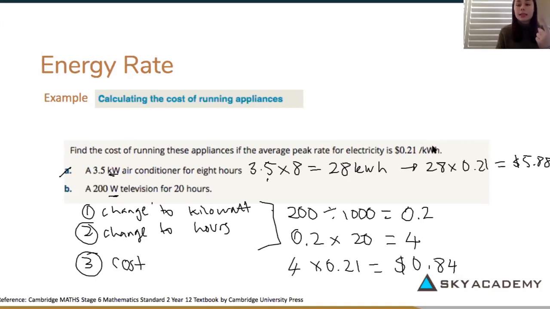So just checking that your units are the same is probably the most important thing. And then knowing to times it by the cost. But a common mistake is people forget to check if their units are the same, and then they will get a wrong answer because their units were wrong. But that's all for energy.